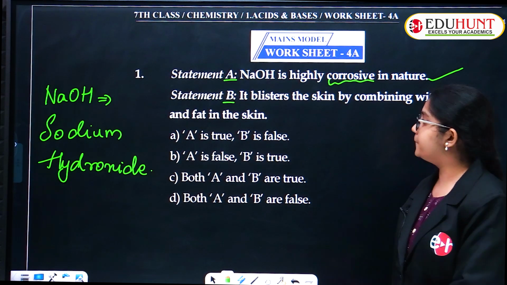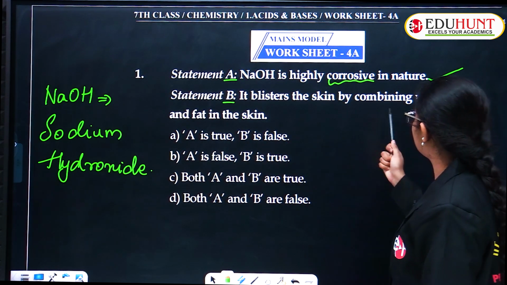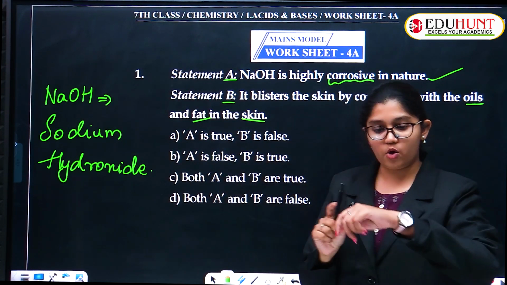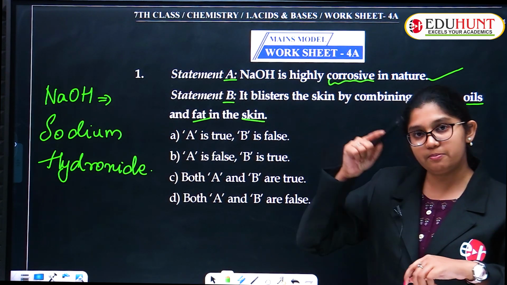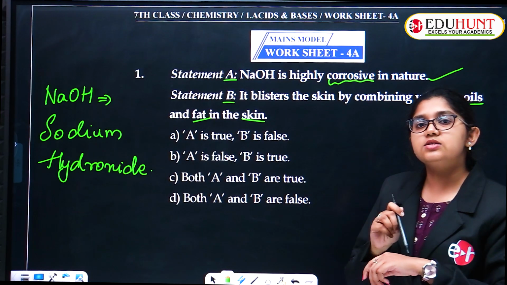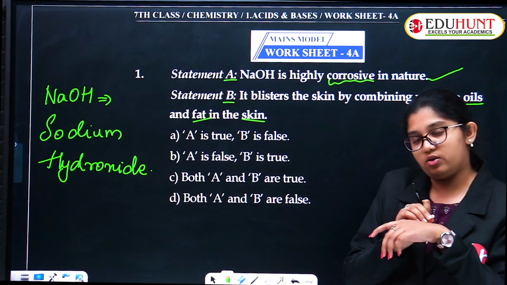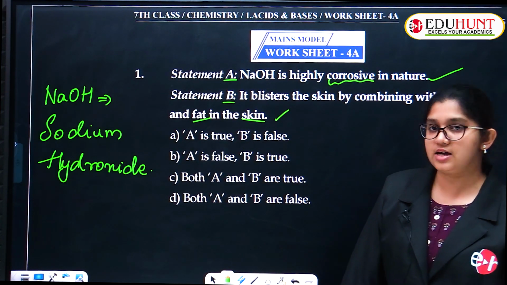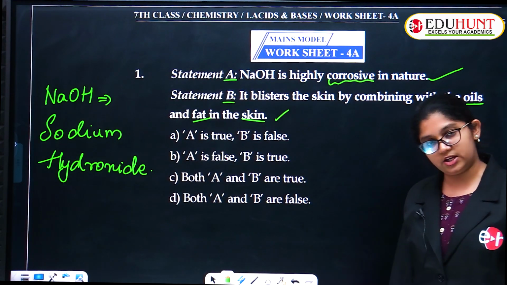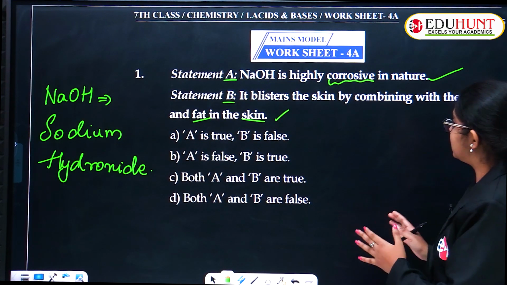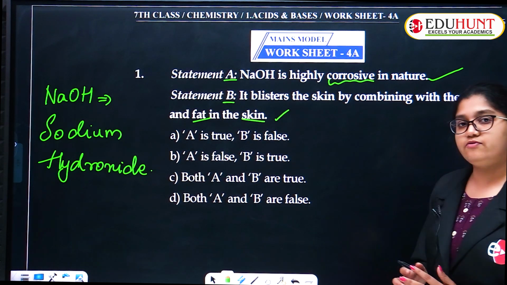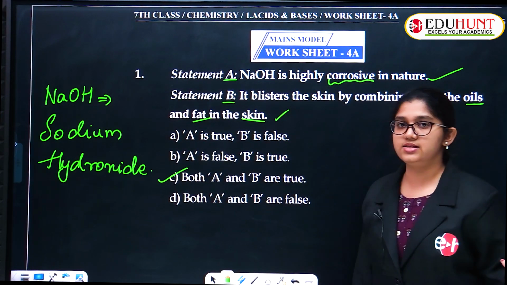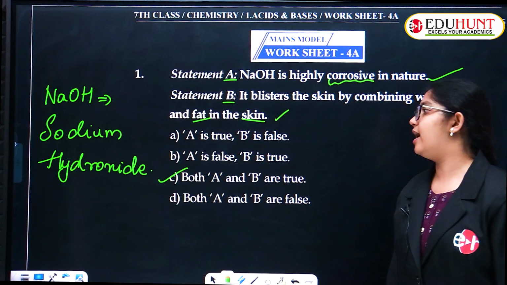Now statement B. It blisters the skin by combining with the oils and fats of the skin. Yes, children, our skin does contain some oils and fats, right? So if that base NaOH falls on the skin, it gives painful blisters. That is the corrosive action going on. This statement is also true. So A and B both statements are correct, because NaOH is highly corrosive in nature and it also blisters the skin by combining with the oils and fats of the skin. Both statements A and B are absolutely true, so option C is correct.